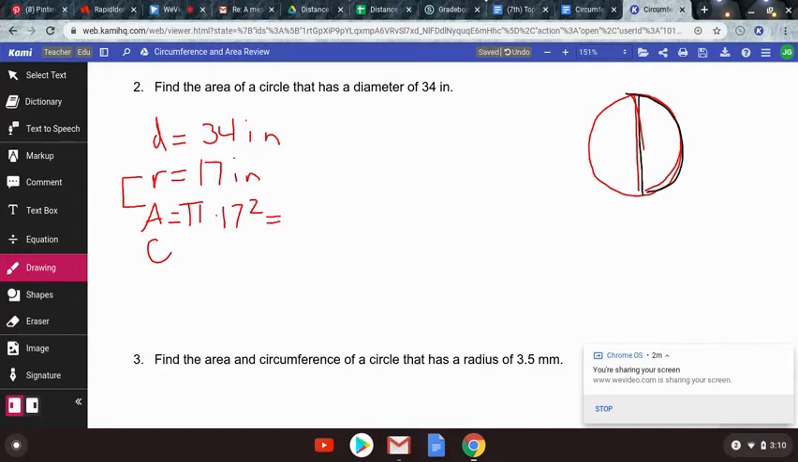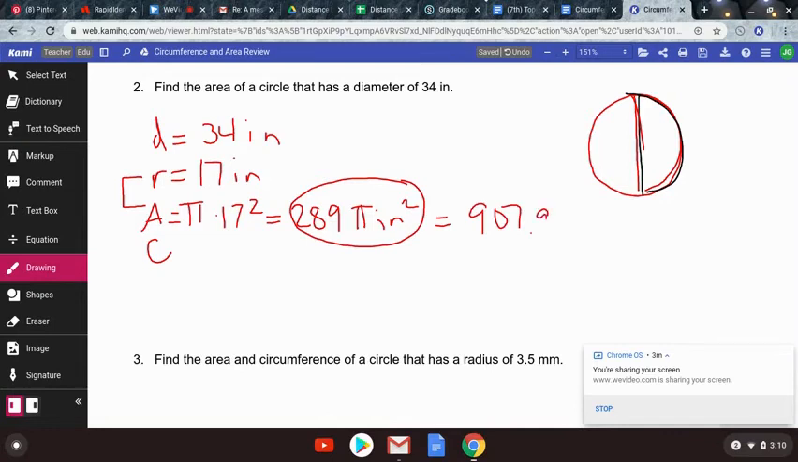So if I wanted an exact answer, I would take 17 times 17, which is 289 pi, and then I would label it inches squared. So that's my exact answer. It has the symbol in my answer. If I wanted the rounded answer, I'd actually take 289 times pi, which is 907.92 inches squared. Okay.